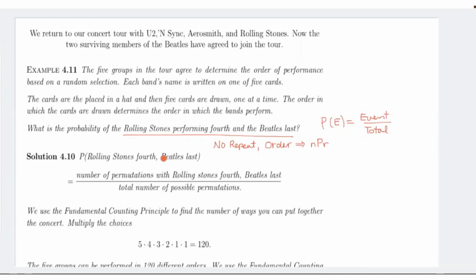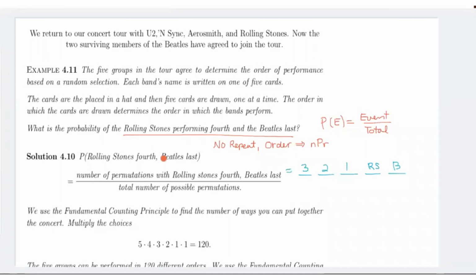In permutation, we have a couple of ways to do it: you make a number line, or we use a factorial, and so on. The easiest, I said, is to make a line, so I'm going to make 5 lines: 1, 2, 3, 4, 5. The event says Rolling Stone in 4th position and Beatles in last position. There are 5 groups, 2 already positioned, and the remaining 3 we have to order. So there are 3 ways to choose the first, then 2 ways, and then only 1 way. This is the event.